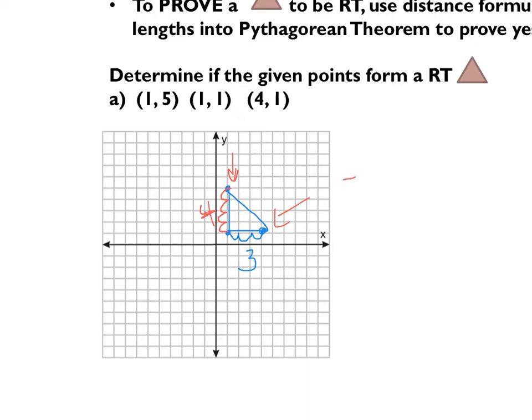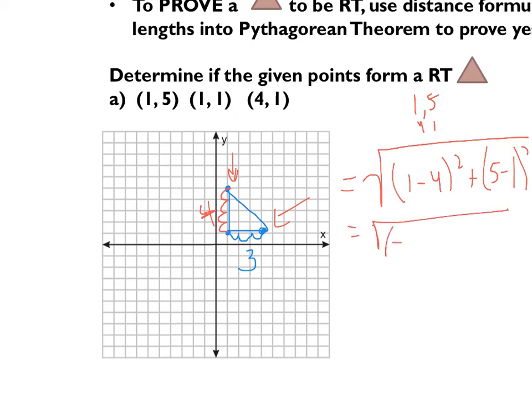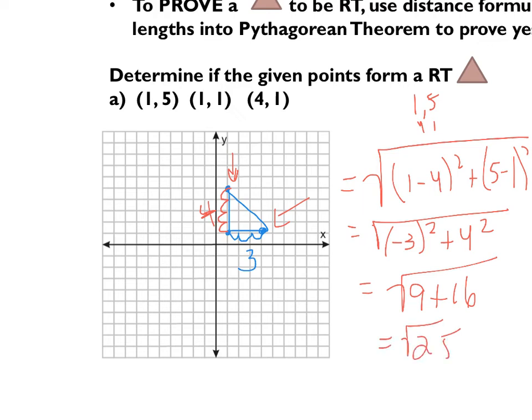We know the distance formula. Let's do it. What points am I looking at? 1, 5, and 4, 1. So what are my x's? 1 and 4, so 1 minus 4 squared plus 5 minus 1 squared. Agreed? So I have negative 3 squared plus 4 squared. 9 plus 16. Square root of 25. So how long is this? 5. So now it says prove. You have to find the distance of all three sides, which we did. And now we're going to use the Pythagorean theorem to prove that this is a right triangle. What is the Pythagorean theorem?